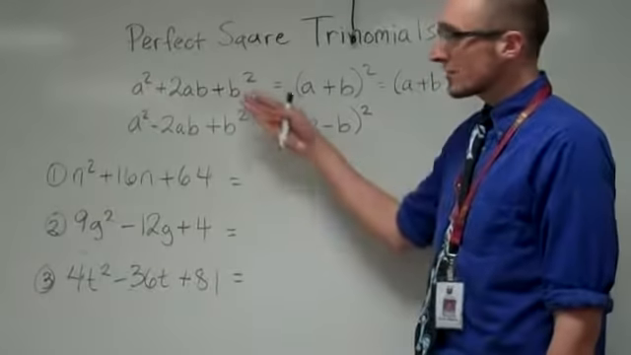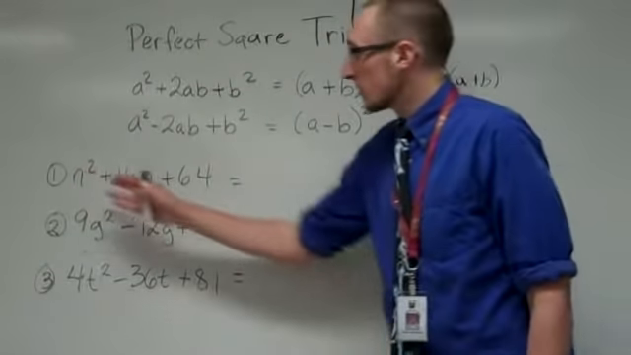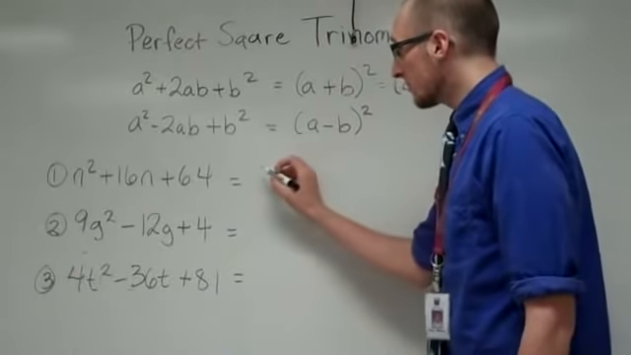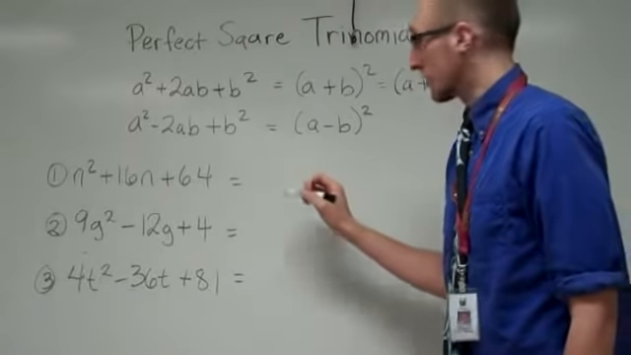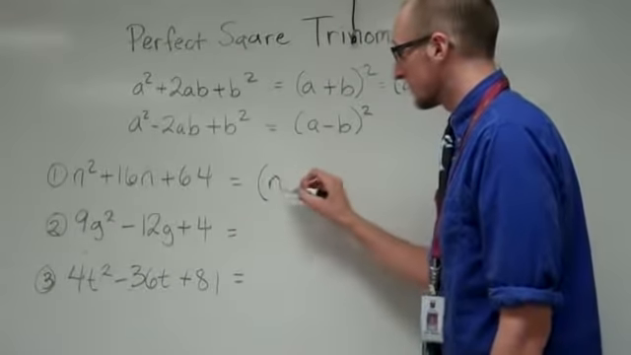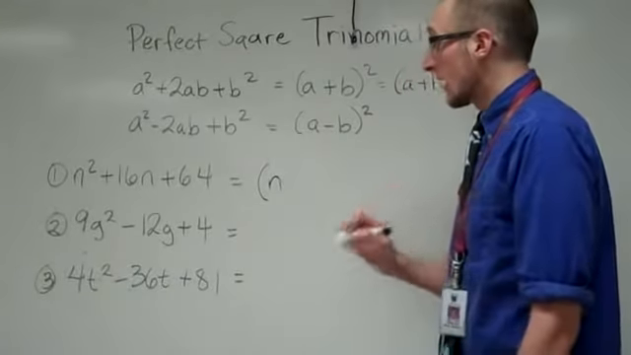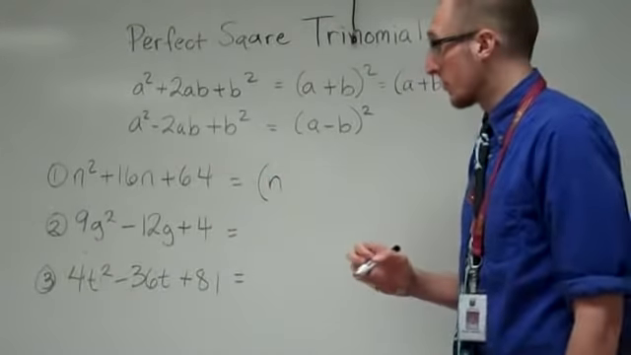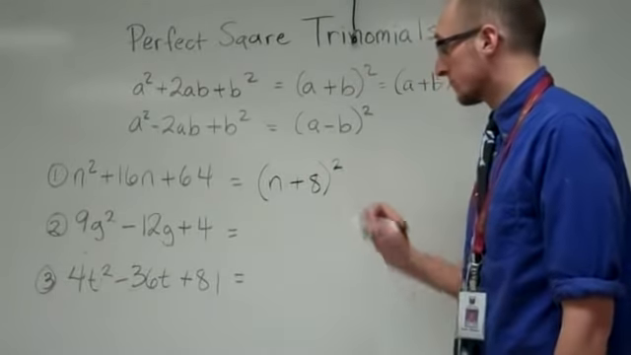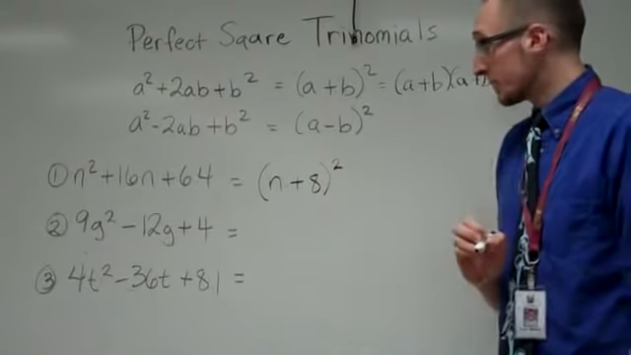If you'll notice, it fits this pattern. We have a first term squared and a second term squared. So what happens when we factor this? We can do this really quickly. We could say, okay, well, an n times an n gives us an n squared, and an 8 times an 8 gives us 64. So this should be (n + 8) squared. And that's all there is to it.